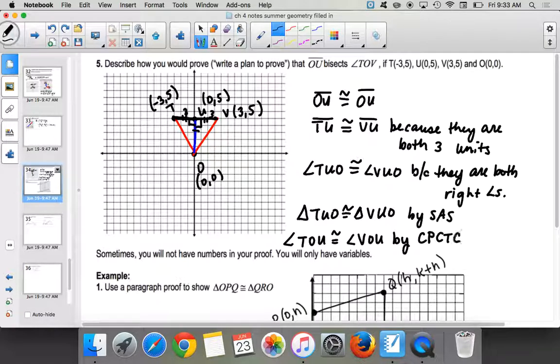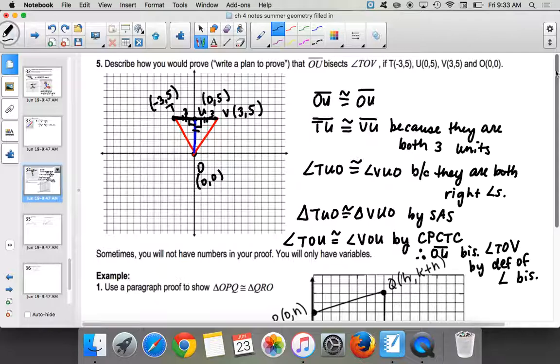good job, Austin, good. The rest of you guys have all those letters straight in your mind? And then therefore, what were we trying to prove? We were trying to prove that OU bisects angle TOV by definition of angle bisector, right? That's our proof. Does this make sense?